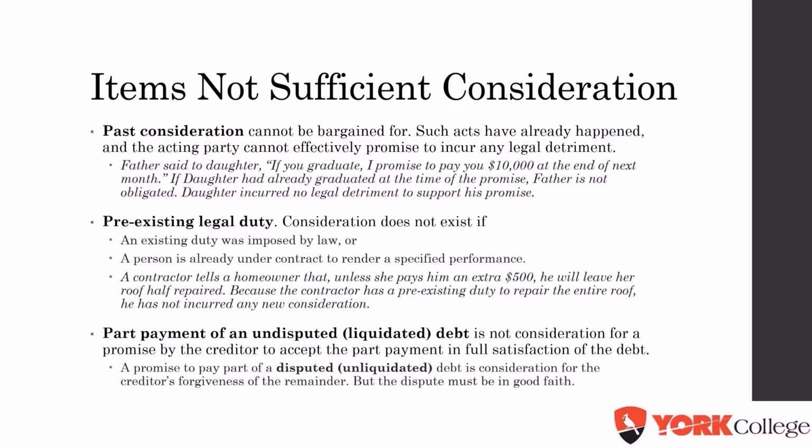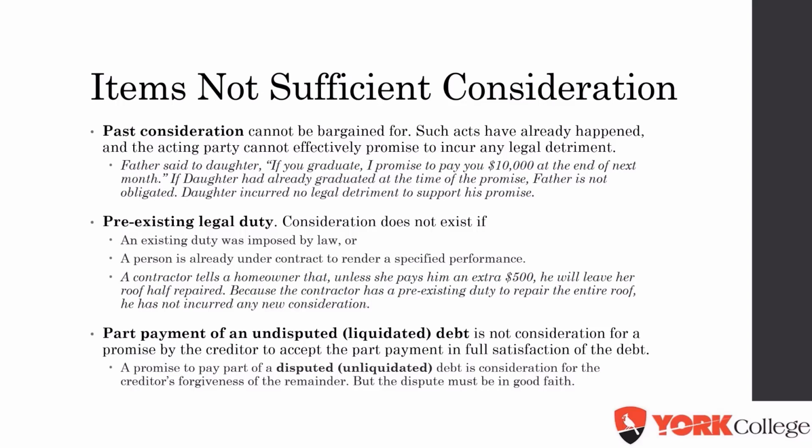But the daughter actually had graduated at the time of the promise. She had already suffered that legal detriment. So she cannot bargain in this example, in this promise, to get the $10,000. Instead, this example would show that the father is essentially giving a fake offer, right? Because she already did this. So it's essentially a gift in which the father wants to give the daughter $10,000. It's not a contract.